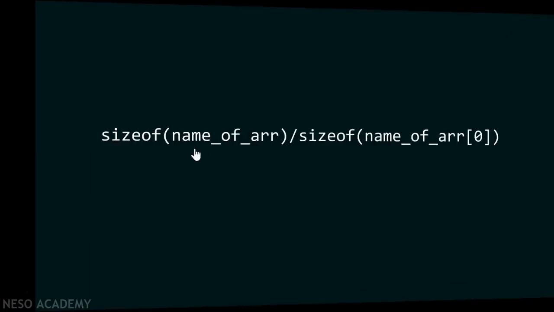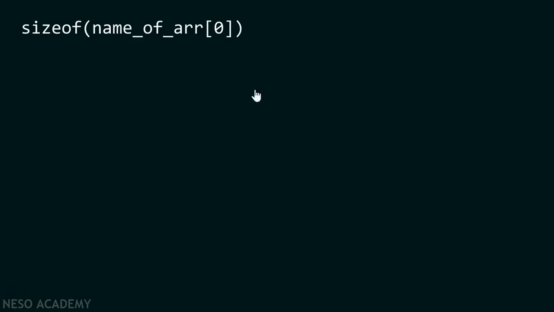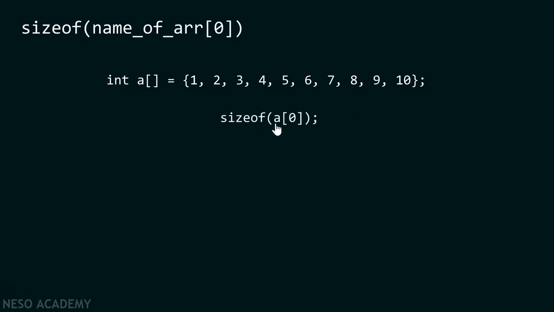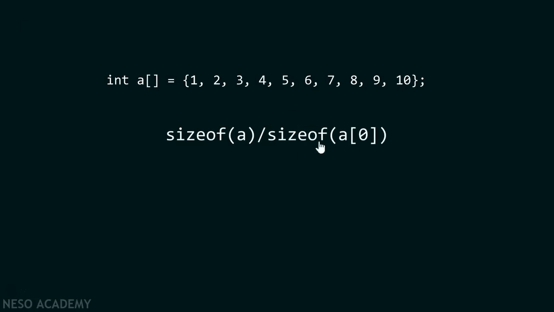So this is clear. Let me explain the second part to you. Size of name of array along with square brackets and the index. What does it really mean? I'm taking the same array which consists of 10 elements. What is the meaning of sizeof A[0]? A[0] means first element, right? And because it is an integer and we are assuming size of this integer is 4 bytes, therefore we know size of this element will be 4 bytes, right?